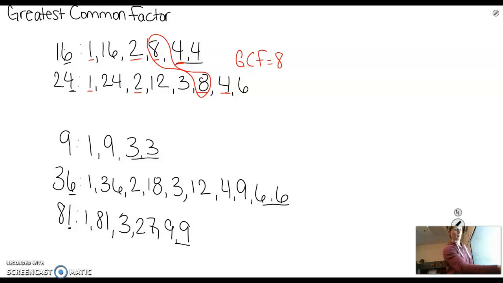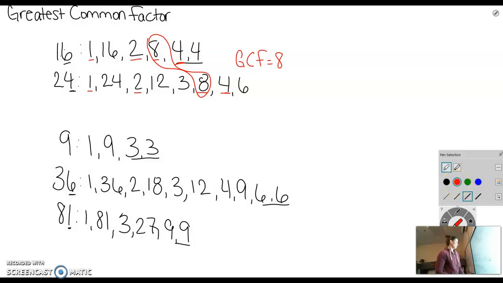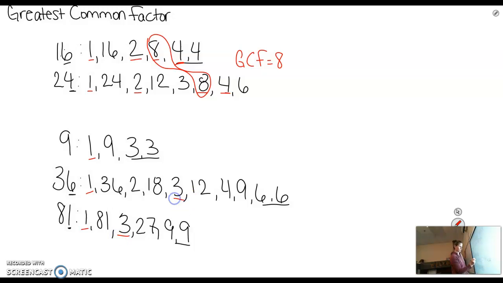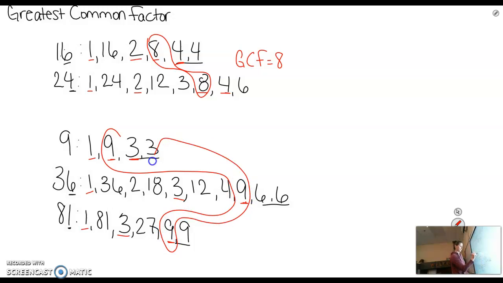So let's find our common factors. So they share 1. What else? They share 3s and 9s. They don't share 81 or 27 and none of these other ones. So their greatest common factor is 9. The GCF equals 9.